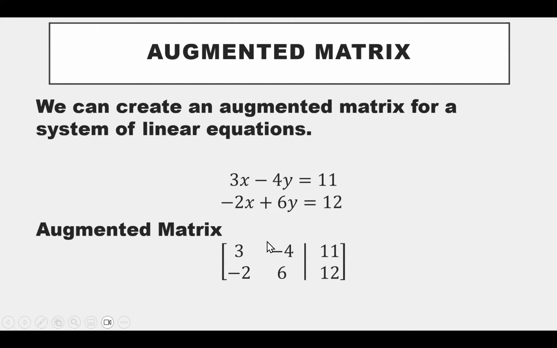Each of the first two columns represents a variable, and the third column represents our constant number. A lot of times people will write a vertical line where the equal sign is. Sometimes people leave this off, and sometimes people write it. So each row represents an equation. The first two columns represent a variable, and the last column represents our constant number.